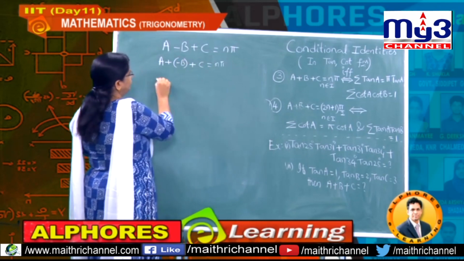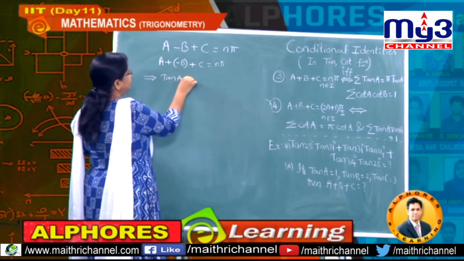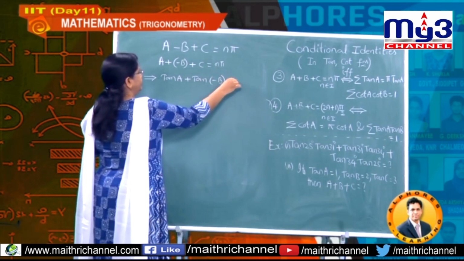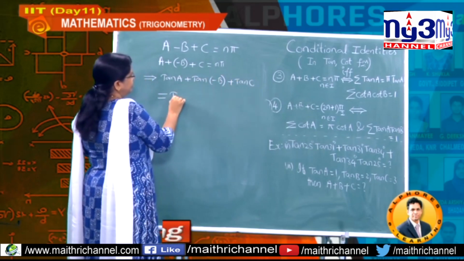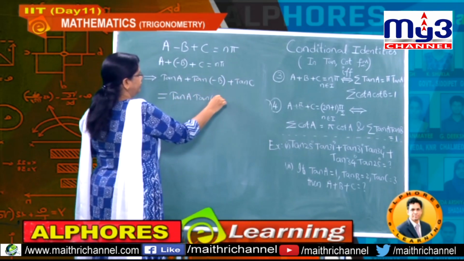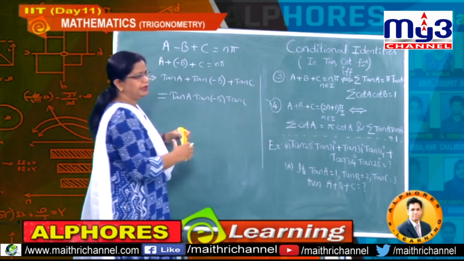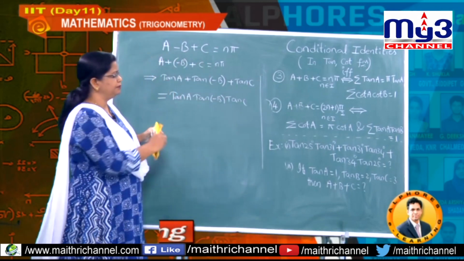Okay. Then what is the result? Implies tan A plus tan B, instead of B, what you are having? Minus B plus tan C, and equal to what is our known value? Tan A and into tan of minus B, and into how much? Tan C. So only one change, that is nothing but just replace B value by minus B.